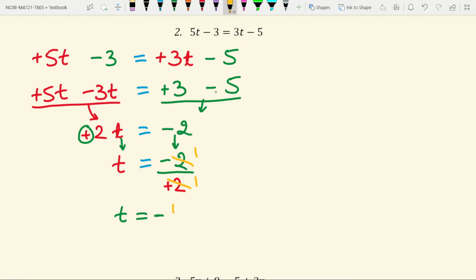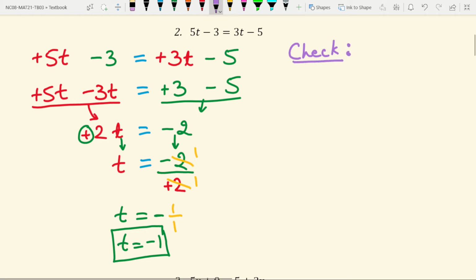So the answer is minus 1 by 1, or t is equal to minus 1. This is our final result. So the last thing remaining is we have to check our answer. To check our answer, as always, we have to remember that we have to copy the given equation. The given equation is 5t minus 3 is equal to 3t minus 5.